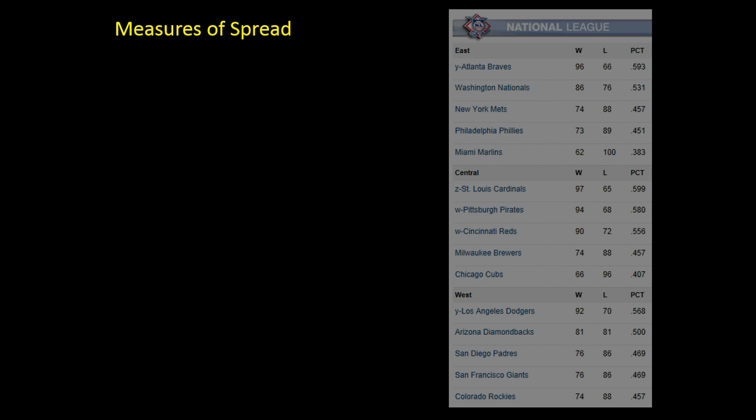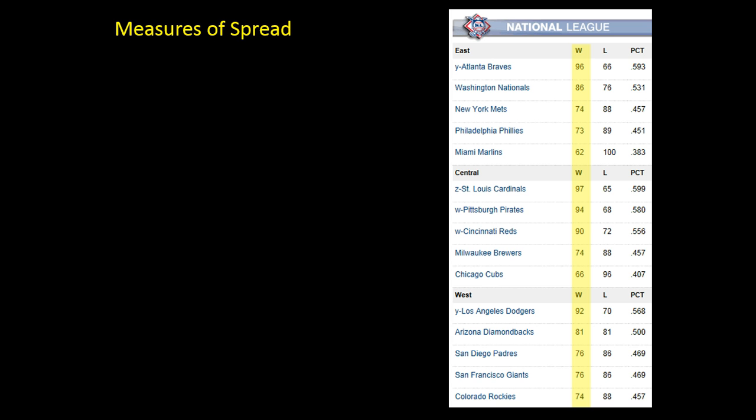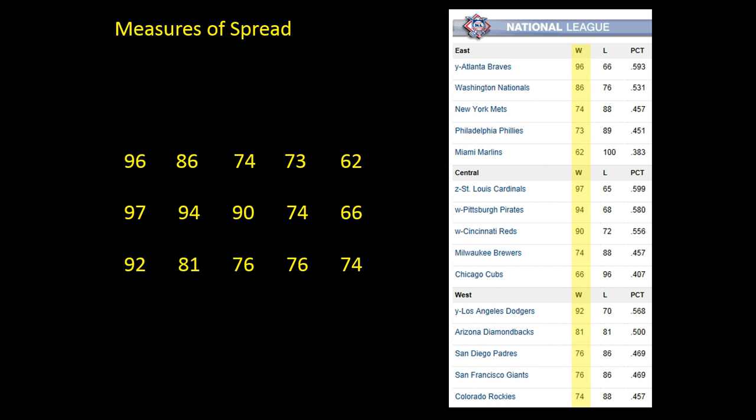There are some measures of spread that we can use on data. Measures of spread tell us something about how far apart data is. So in order to look at measures of spread, we're going to put the three divisions back together, and we're only going to look at the number of wins, but we'll be looking at all three divisions. So we're actually going to have 15 data points to look at.